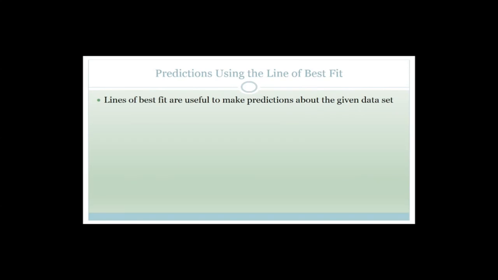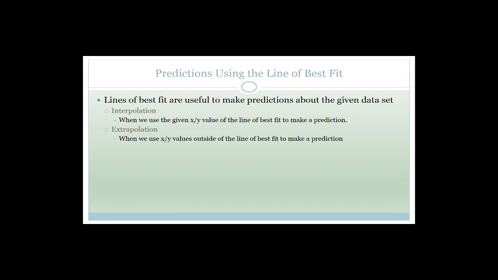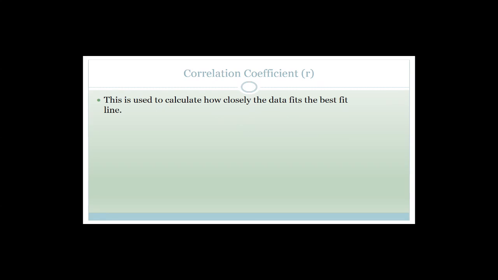Now, predictions using the line of best fit. The line of best fit is able to make predictions about the given data. We can use interpolation, which means we use the given x and y values of the line of best fit to make a prediction. Extrapolation means we can extend the line past the data to make a prediction. It's all very well saying that we've got a line of best fit, but we actually want to know how closely the data fits the line. That is called the correlation coefficient. The correlation coefficient gives us an idea of how closely our data fits the line that we've chosen.